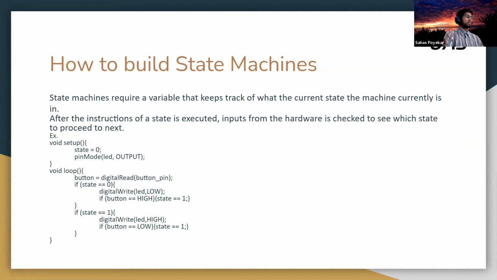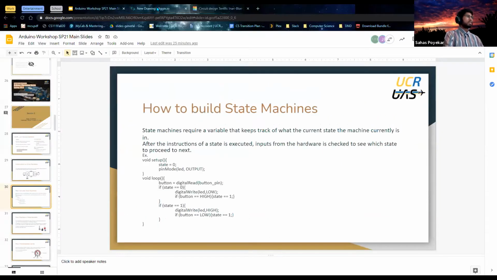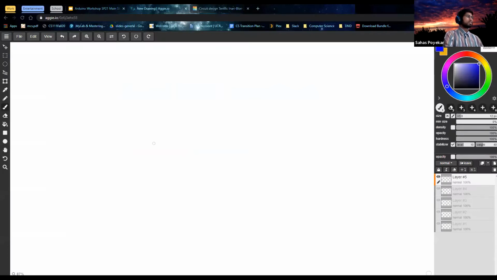Otherwise, if we detect that the button isn't being pressed, then we will essentially say that we're going to an off state and we'll be turning the LED off. And to model this, I'll demonstrate off of a kind of a drawing.